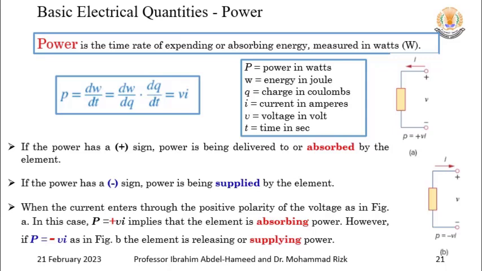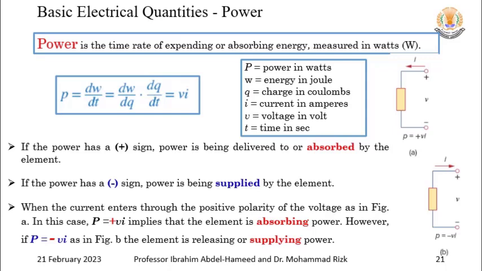Power is the product of voltage and current. That's why it's given in watts, joule per second. So it is the time rate of the energy, which means dW over dt. And we can replace dW over dt by dW over dq times dq over dt.